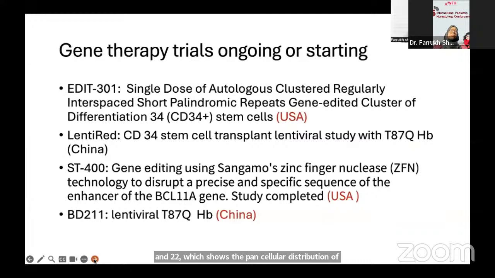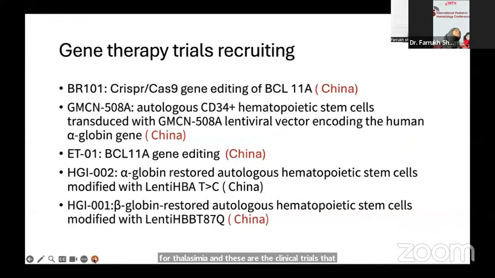So there is obviously a lot of interest in gene editing for thalassemia, and these are the clinical trials that are currently ongoing. Some of them are in the US, but a lot of these studies are actually being run out of China. What we hope is that as more gene therapy options become available, the gene therapy treatment will become cheaper and much more widely available for patients.